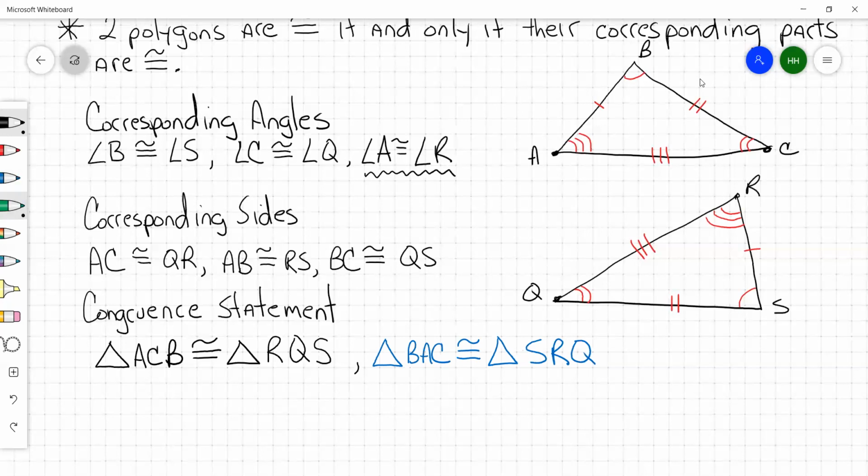And now, since there are 3 vertices, we can write a third congruent statement. There are 3 correct congruent statements for these 2 triangles. We've used ACB, we used BAC. What's left? CBA? Good, CBA. So triangle CBA is congruent to triangle... What's congruent to C? Good. What's congruent to B? And congruent to A. R. Very good.